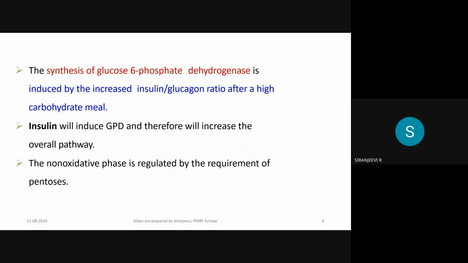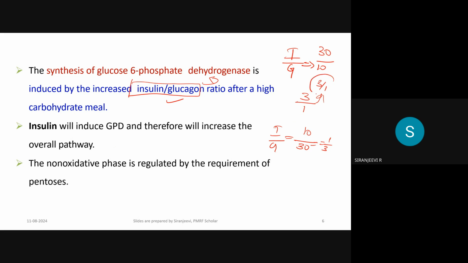And the second one, this is a very important step: the hormones that we have in the body, for example insulin and glucagon, this ratio regulates glucose 6 phosphate dehydrogenase. For example, an increased insulin to glucagon ratio is when you have 30 molecules of insulin and 10 molecules of glucagon, which means the ratio will be 3 by 1. So the ratio is high. In the reverse case, 10 molecules of insulin and 30 molecules of glucagon, the ratio is very low, which means 1 by 3, and here it is 3 by 1.